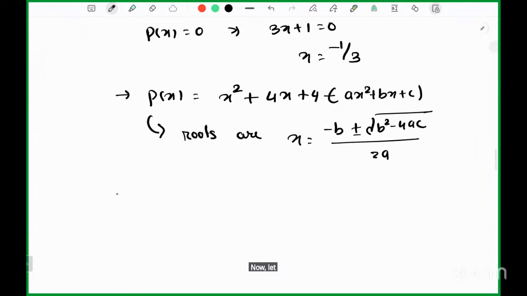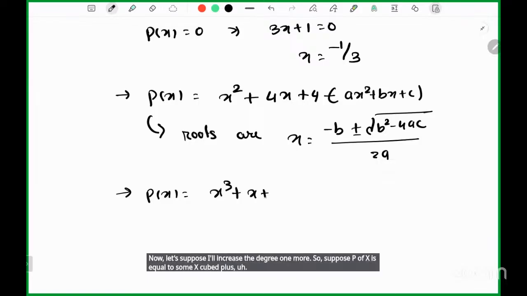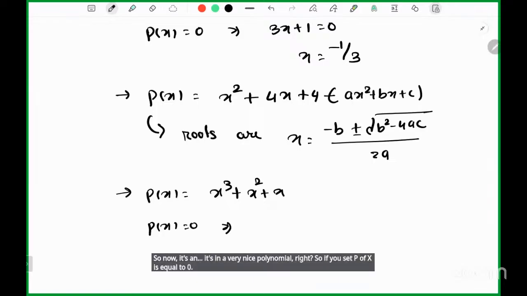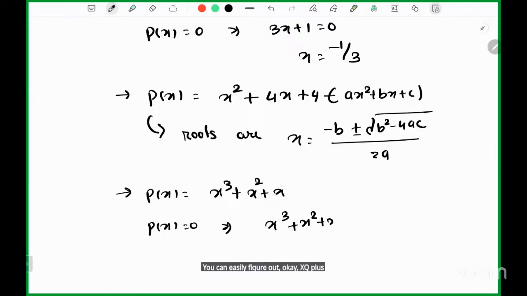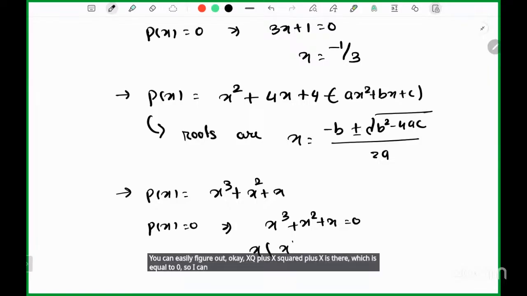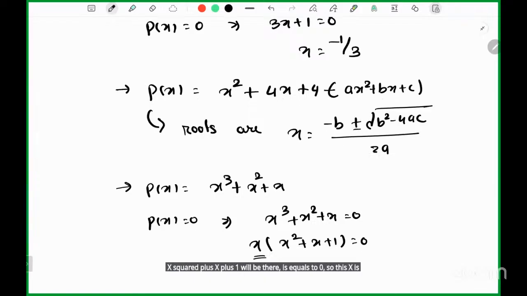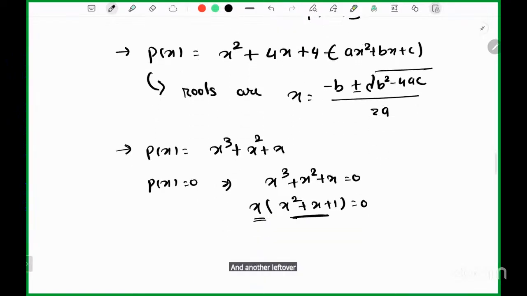Now let's suppose I increase the degree one more. Suppose p of x equals x cube plus x square plus x. So now it's a very nice polynomial, right? If you set p of x equal to 0, you can easily figure out x cube plus x square plus x equals 0. I can take x common, so x times x square plus x plus 1 equals 0. So x equals 0 will be one root, and the leftover is a quadratic, so you can find its roots. But if you have a more complex cubic polynomial, then the job of finding roots becomes a little bit trickier.